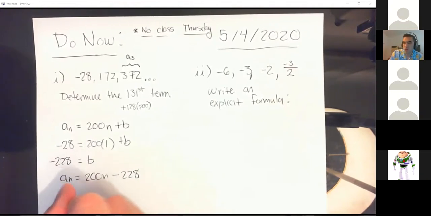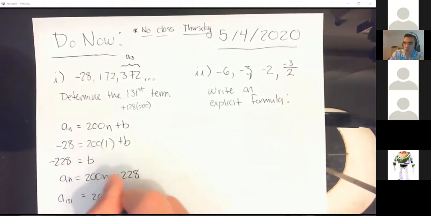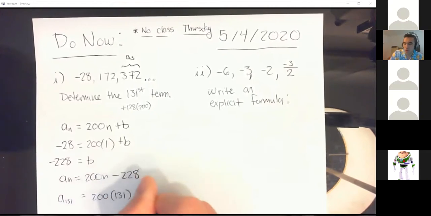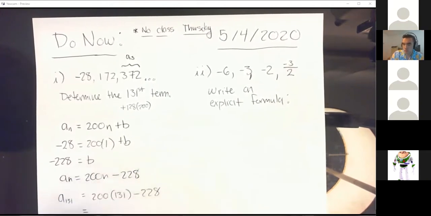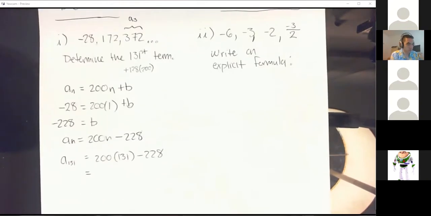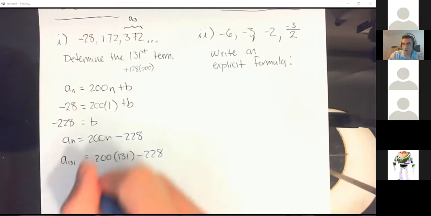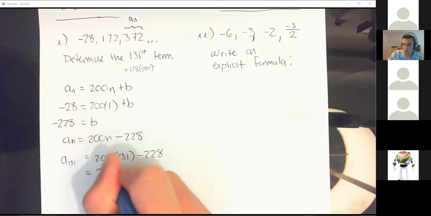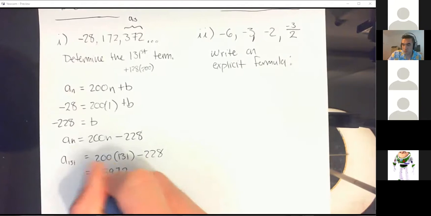A sub 131 is going to be equal to 200 times 131 minus 228, which is going to be equal to whatever our answer is, 200 times 131 minus 228, 25,972.